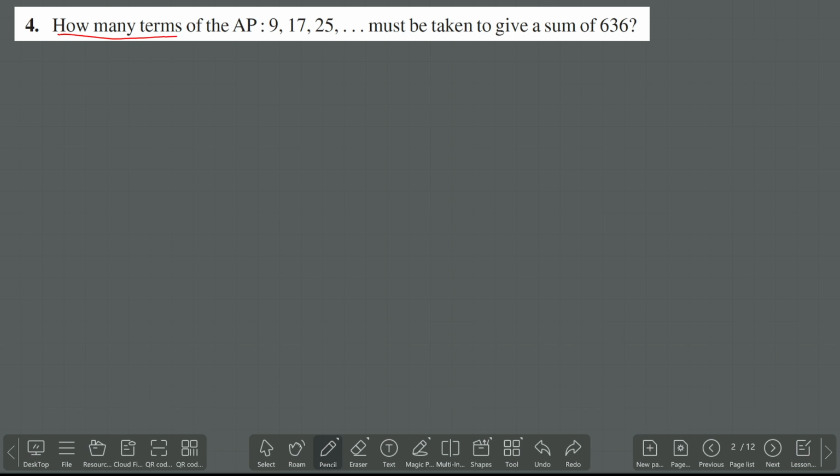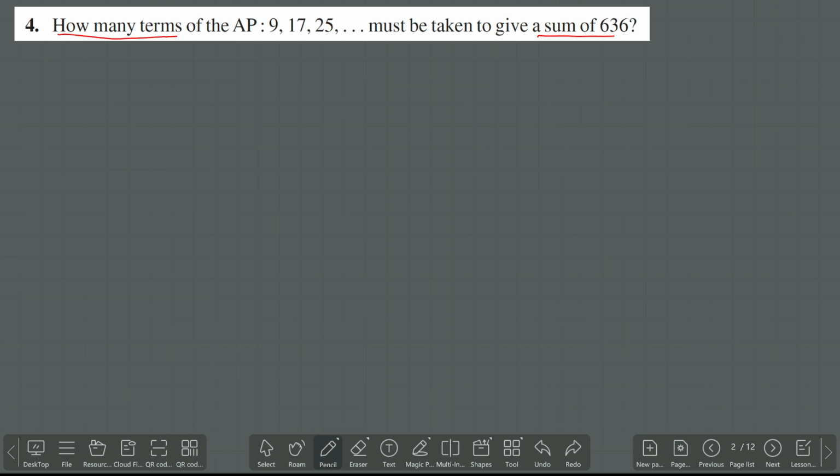How many terms? What is the meaning of how many terms? I told you, N. How many terms in the sense we have to find N. It can be AN or it can be SN here, because what is given? Sum. How many terms in the sense we can find N.